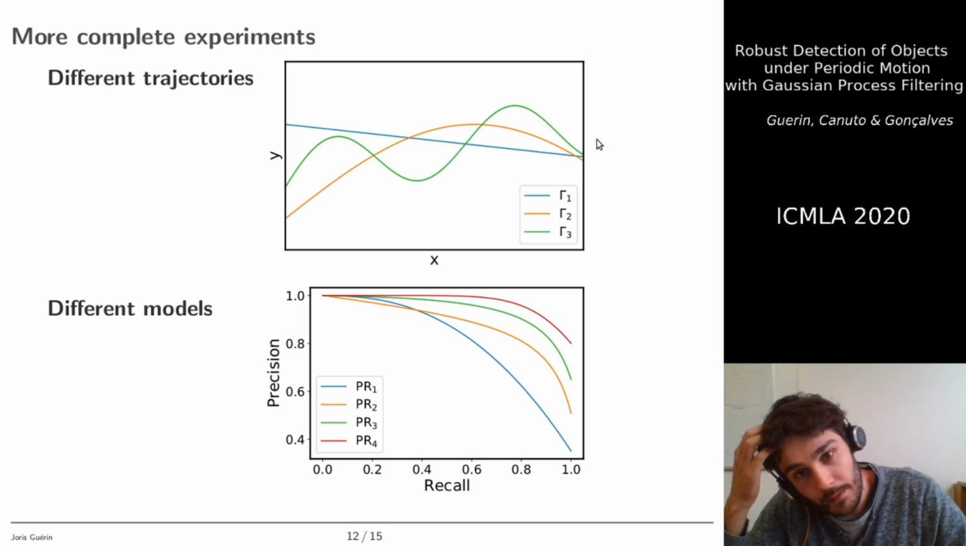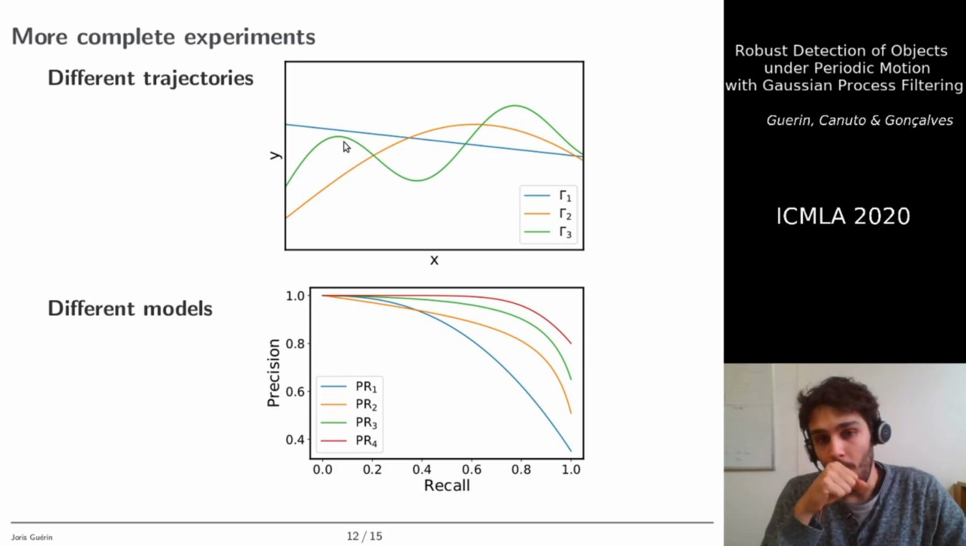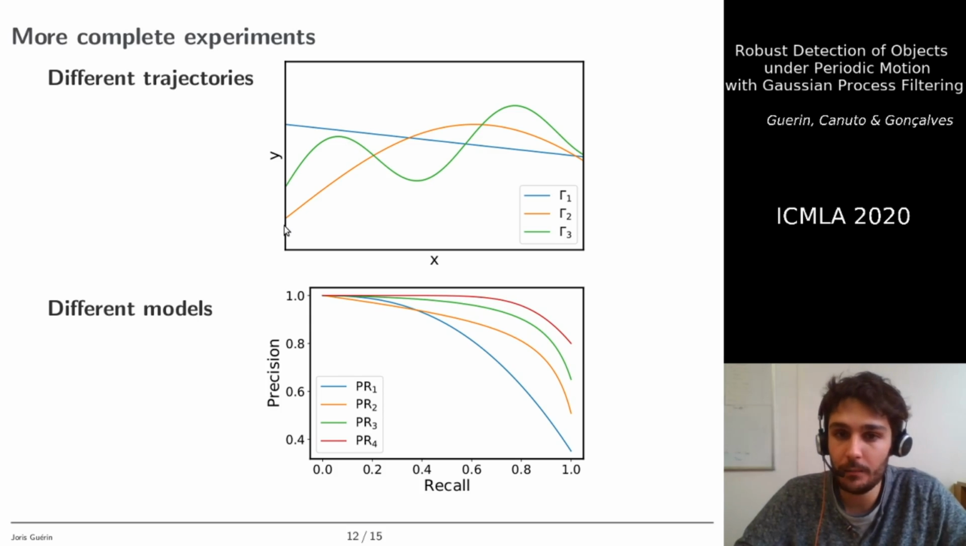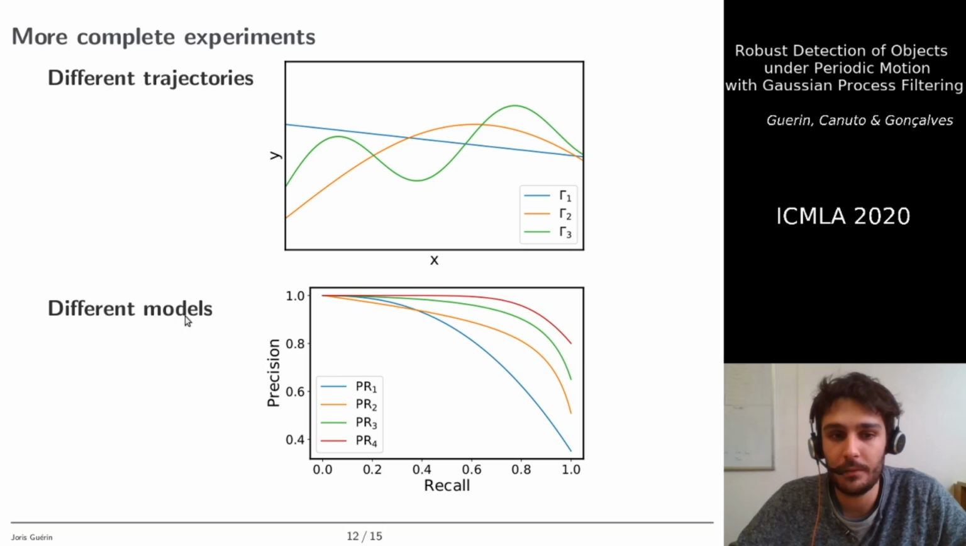Then we tested our method with different kinds of trajectories. This was our toy problem, but we also did this straight line, which corresponds more or less to what's happening in a production line. And we also tried this curvy line, which would correspond to the drone example presented before. We also tested our method with respect to different models, some very bad, some very good, and some intermediate. This green one was the one from the toy problem.